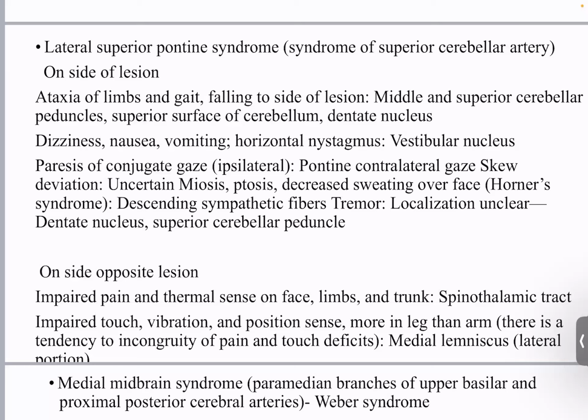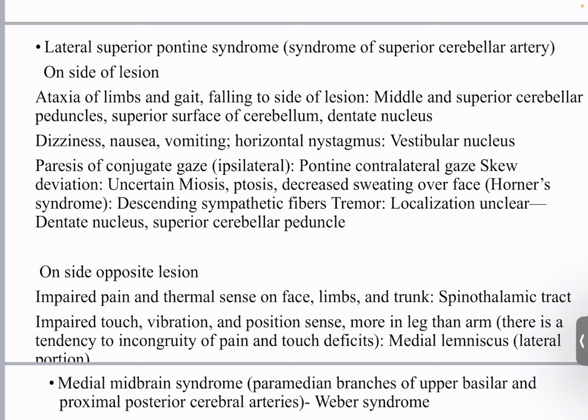And there can be paralysis of conjugate gaze on the ipsilateral side due to pontine involvement, and contralateral skew deviation. Horner syndrome features can be there due to sympathetic fibers involvement. Tremors can be there. The location is often unclear. It can be due to dentate nucleus or superior cerebellar peduncle involvement.